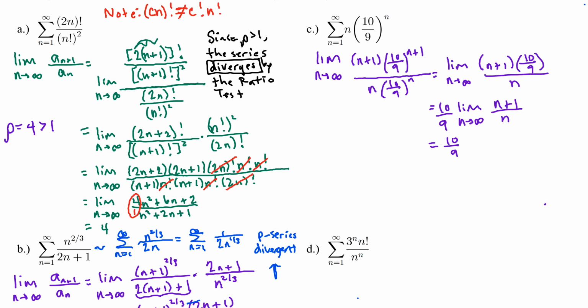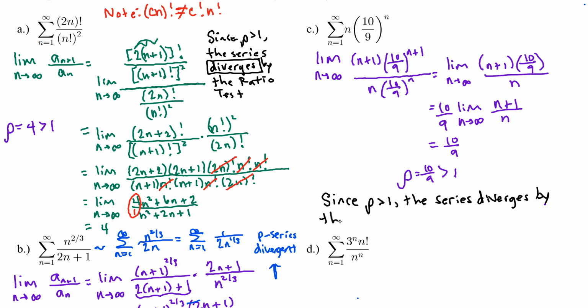Now remember what we're looking for. This is our rho value. Rho equal to 10/9 is bigger than 1. Like the geometric series, if rho is bigger than 1, then our series is going to diverge. So in conclusion, we could say, again, since rho is bigger than 1, the series diverges by the ratio test.